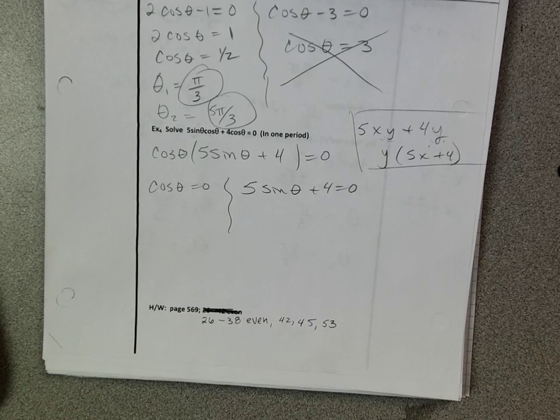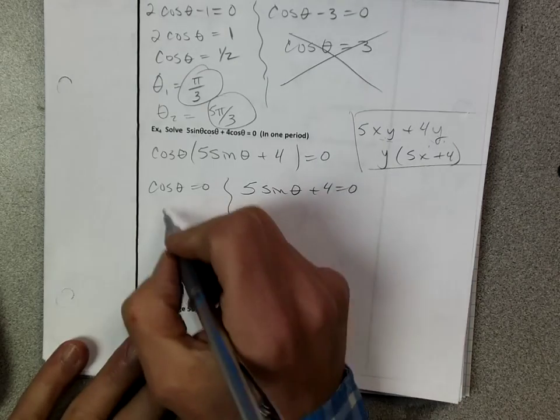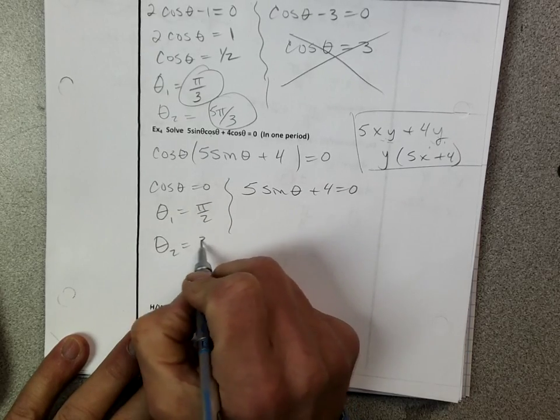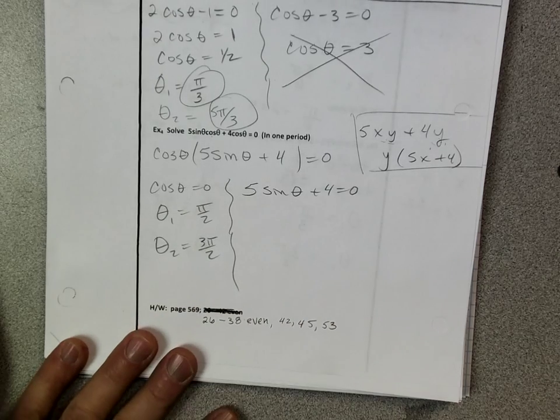All right. Cosine theta equals 0. Cosine is the x value, right? And it happens at pi halves and 3 pi halves. There it is. X value, pi halves, right? Cosine is the x value, 3 pi halves, right? Okay, those are my first 2 answers. Theta 1 is pi halves, and theta 2 is 3 pi halves. All right, it's no problem.